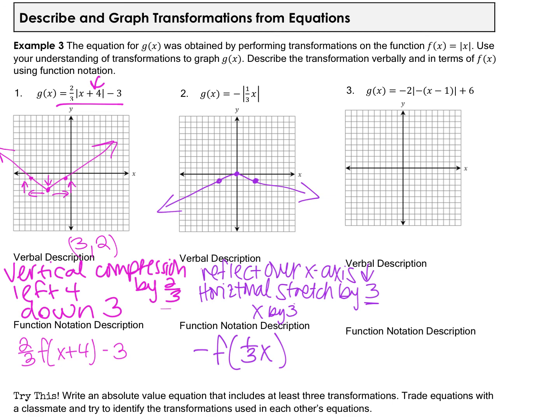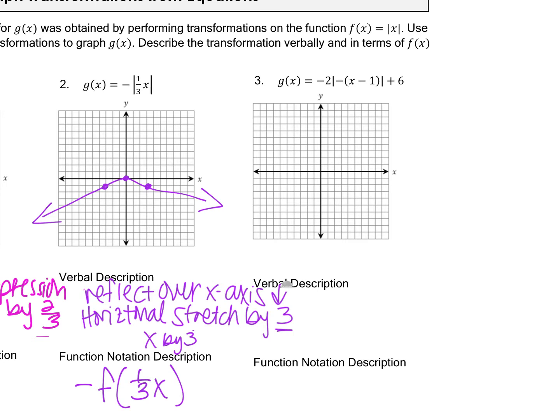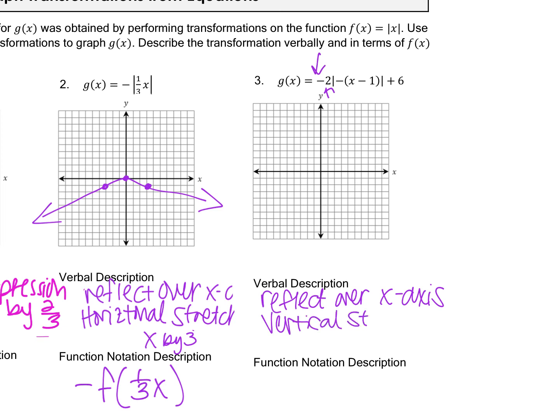Okay, moving on to this last one. Lots of different transformations on this one. Okay, so negative on the outside, so that will be a reflection over the x. And then the 2 on the outside would be a vertical stretch by 2. The negative on the inside would be a reflection over the y.